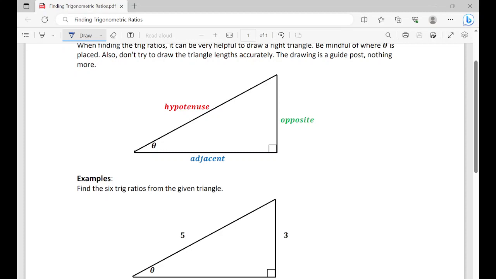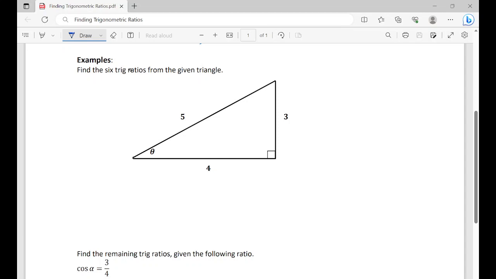So for a right triangle, we put theta in this acute angle, and here is the 90-degree part of the right triangle. From theta, the opposite side is the opposite, the side immediately next to it is the adjacent, and the longest side is always the hypotenuse. So this is what we're going to be using to find the 6 trig ratios.